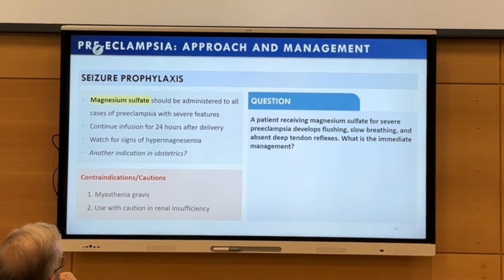And here you have this patient receiving magnesium sulfate for severe preeclampsia. She developed flushing, slow breathing, and absent deep tendon reflexes. So what's the immediate management? Discontinue magnesium, replenish calcium. Yes. So immediate cessation of magnesium first, and then you give IV calcium gluconate.